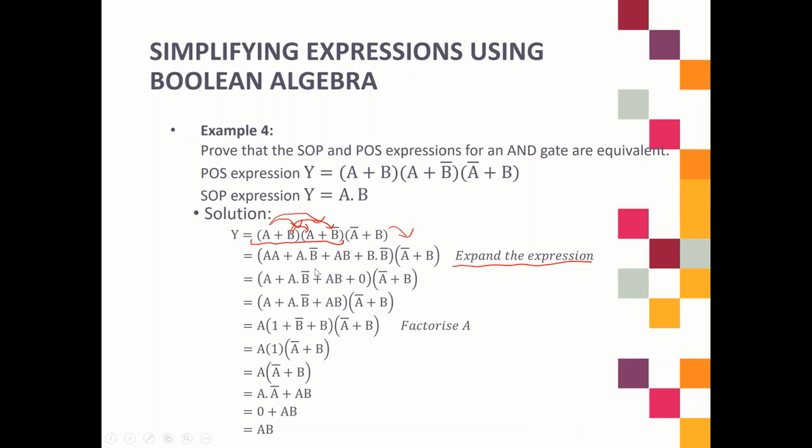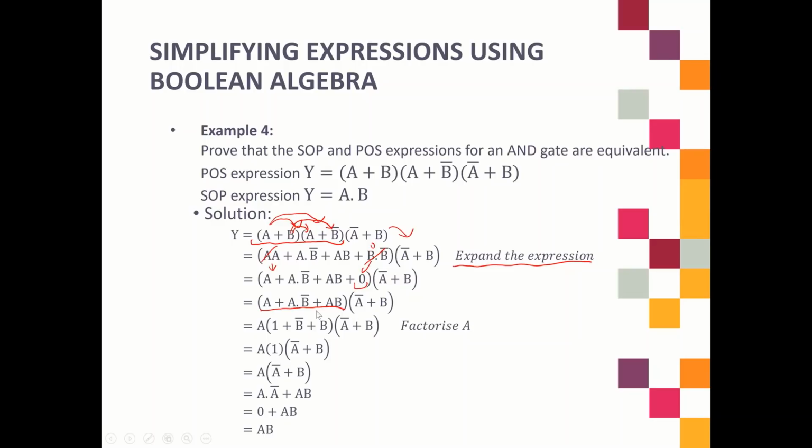After you expand the equations, you can simplify the terms you have. For example here, a and a gives you a, right? b and b bar gives you 0. So this is another step: you solve the terms inside the bracket. Next you can also apply the theorem, because you have plus 0. Whatever value you add 0 to, you get the same value. So you will get a plus a and b bar plus a and b, meaning you just remove the 0.